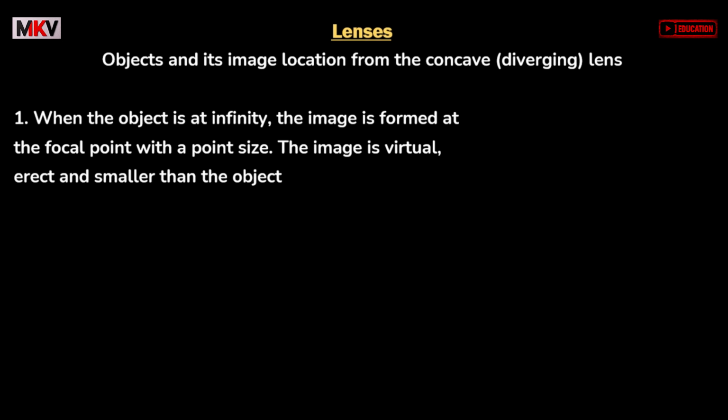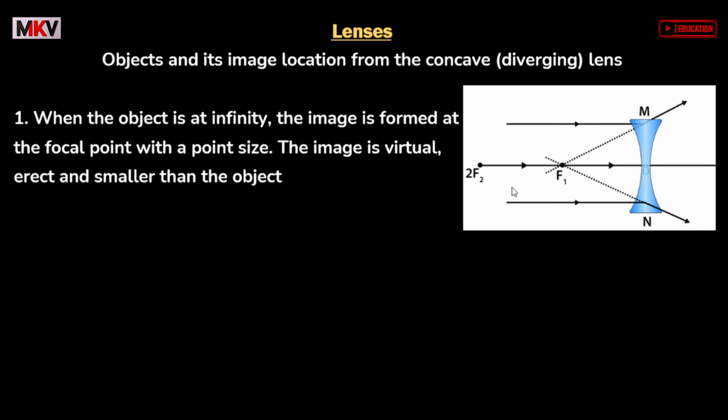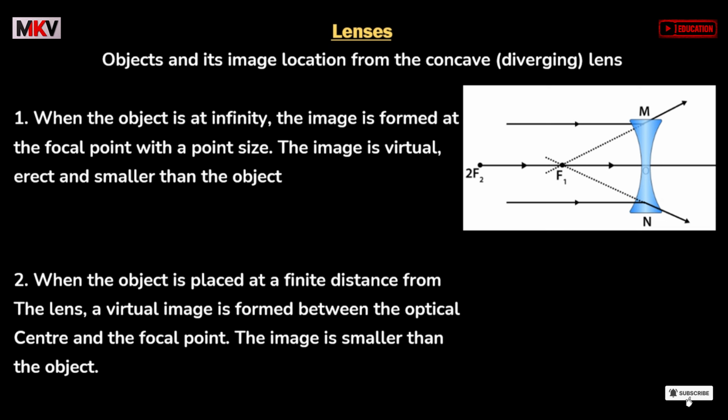Now let's look at how images are formed and their locations when an object is placed in front of a concave lens. When the object is at infinity, the image is formed at the focal point with a point size. The image is then virtual, erect, and smaller than the object. If you look at the diagram, when the object is at infinity, the rays coming are parallel to the principal axis, and therefore the image formed is at the focal point and it has a point size. And it is virtual, since the diverging rays are drawn to focus at F.